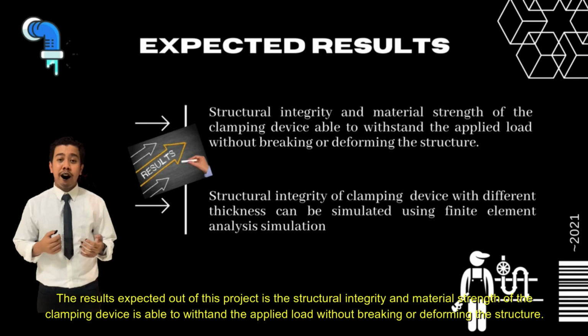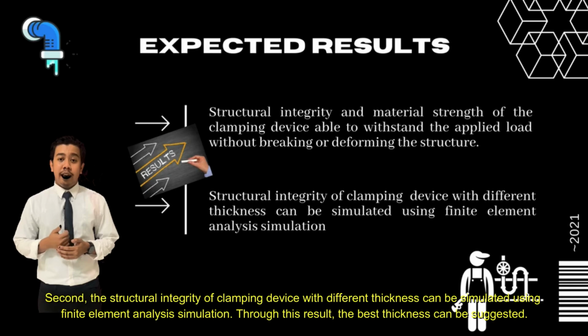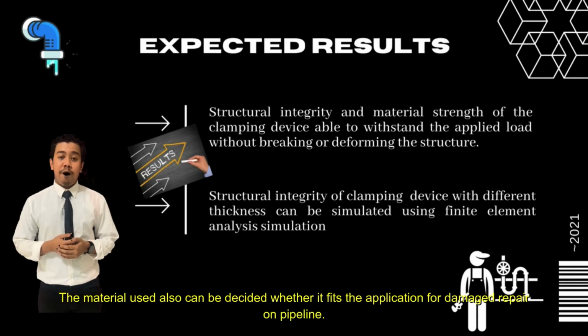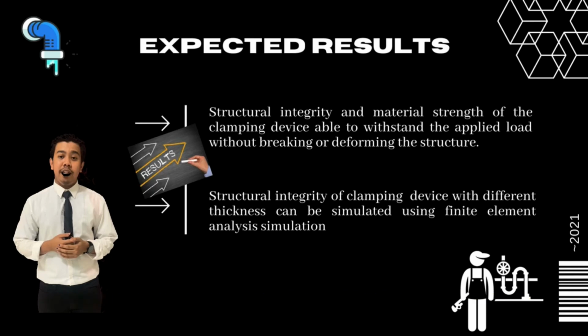The result expected out of this project is that the structural integrity and material strength of the clamping device is able to withstand the applied load without breaking or deforming the structure. Second, the structural integrity of the clamping device with different thickness can be simulated using finite element analysis simulation. Through this result, the best thickness can be suggested. The material used also can be decided whether it fits the application for damage repair on pipelines.